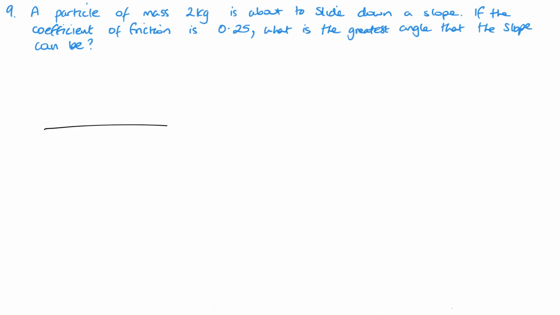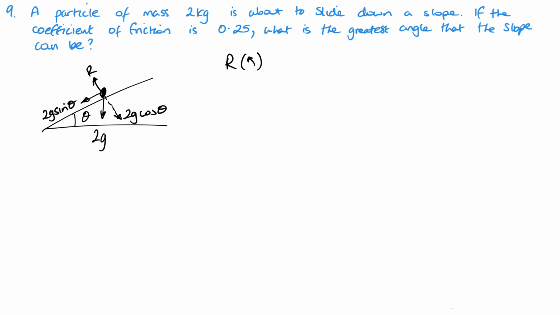So like always, I like to get a diagram. This time we've got this theta that we can't find yet. We've got a particle of mass 2 kilograms sliding down this slope. So think of your normal reaction. We've got 2g cos theta here, and 2g sine theta is the one acting down the slope.